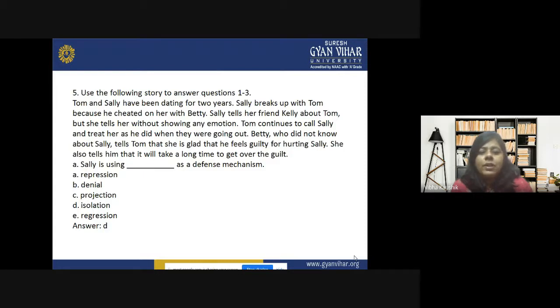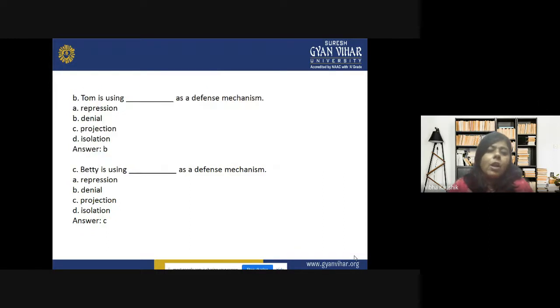Sally is using dash as a defense mechanism. Options are A. Repression, B. Denial, C. Projection, D. Isolation, or E. Regression. So the correct answer is option D, that is isolation. Tom is using dash as a defense mechanism. Options are A. Repression, B. Denial, C. Projection, or D. Isolation. So the correct answer is option B, that is denial.